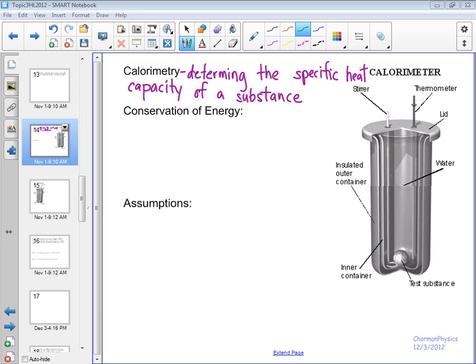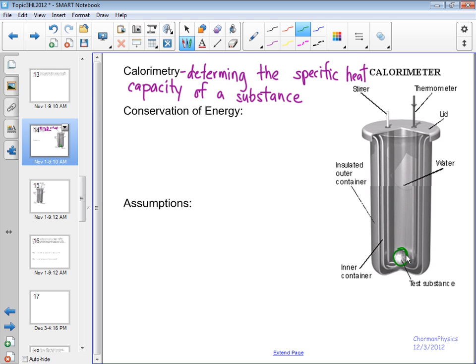Next in this unit is the study of calorimetry, which is just determining the specific heat capacity of a substance. Whether it's an indirect or direct method, it is based on the idea that energy is conserved. This is the first law of thermodynamics. So effectively, we have some test substance, we'll say it is this little sphere right here. We don't know what its specific heat capacity is.